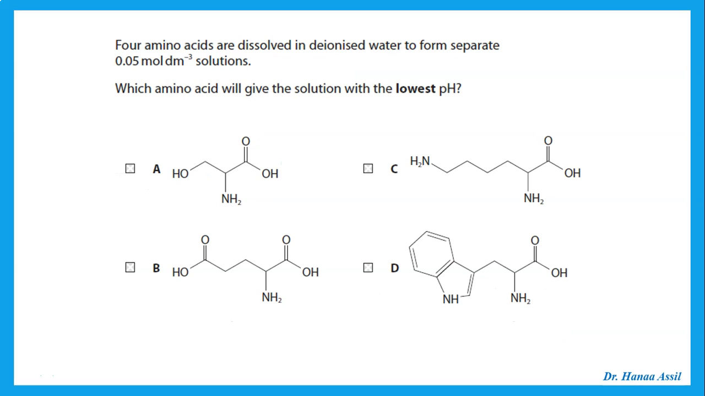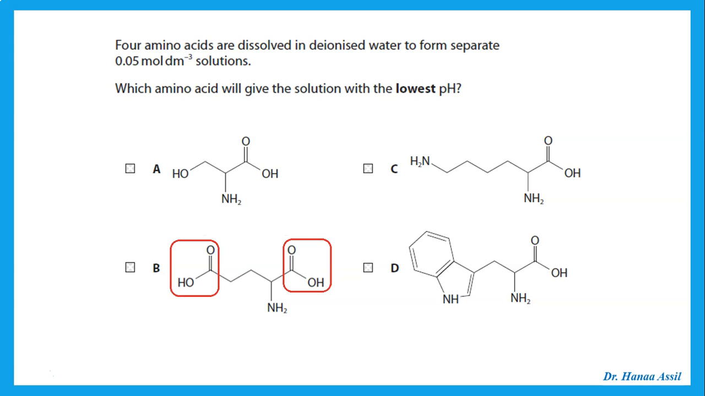Four amino acids are dissolved in deionized water. Which amino acid will give the solution with the lowest pH? Lowest pH means which of these is most acidic? Well, the one that is most acidic is the one that will have more acid groups.